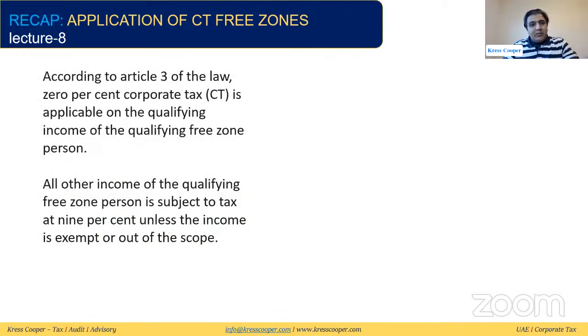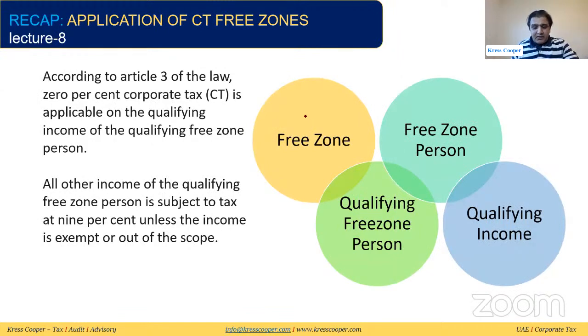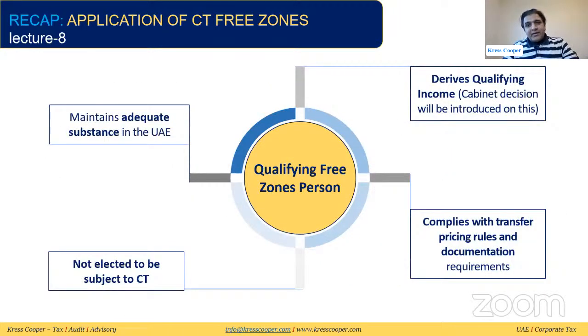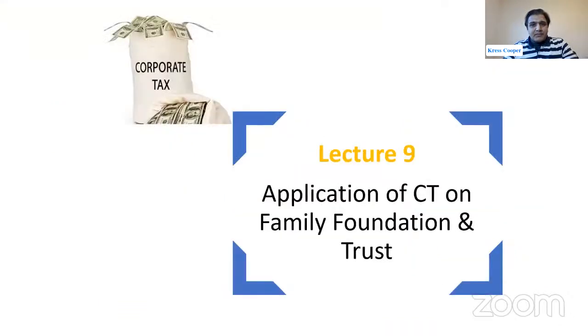In our lecture number 8, we discussed the application of corporate tax in the free zones. Qualifying income of the qualifying free zone person will be zero rated, and all other income of the free zone person will be subject to tax at 9%. Then we discussed in detail free zone persons, qualifying free zone persons, and qualifying income. We discussed the criteria to become a qualifying free zone person: maintain adequate substance in the UAE, not elected to be subject to CT, derive qualifying income, and comply with transfer pricing rules and regulations.